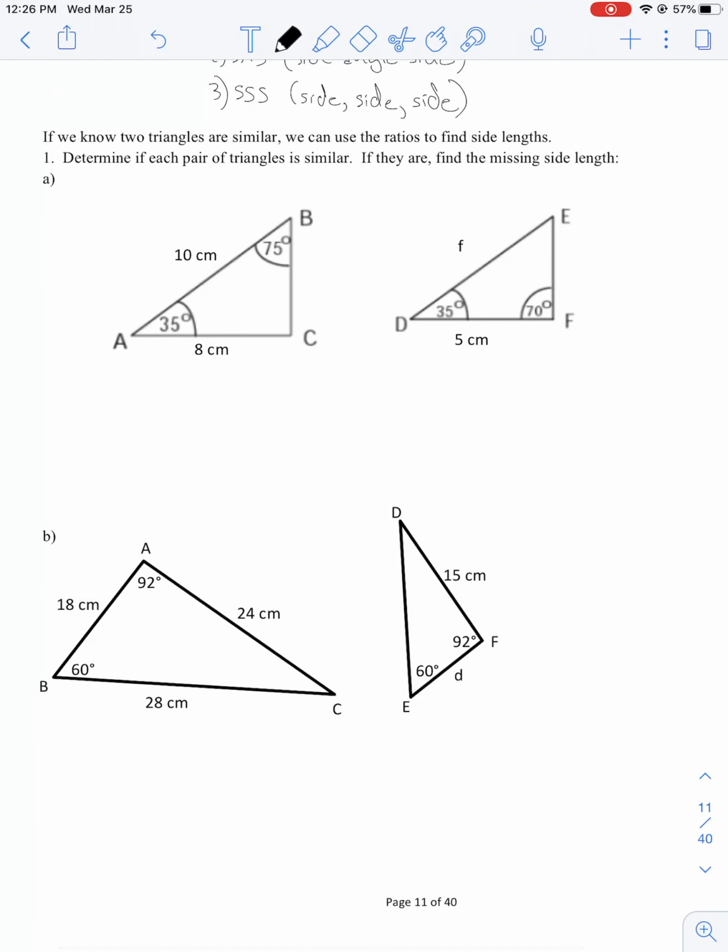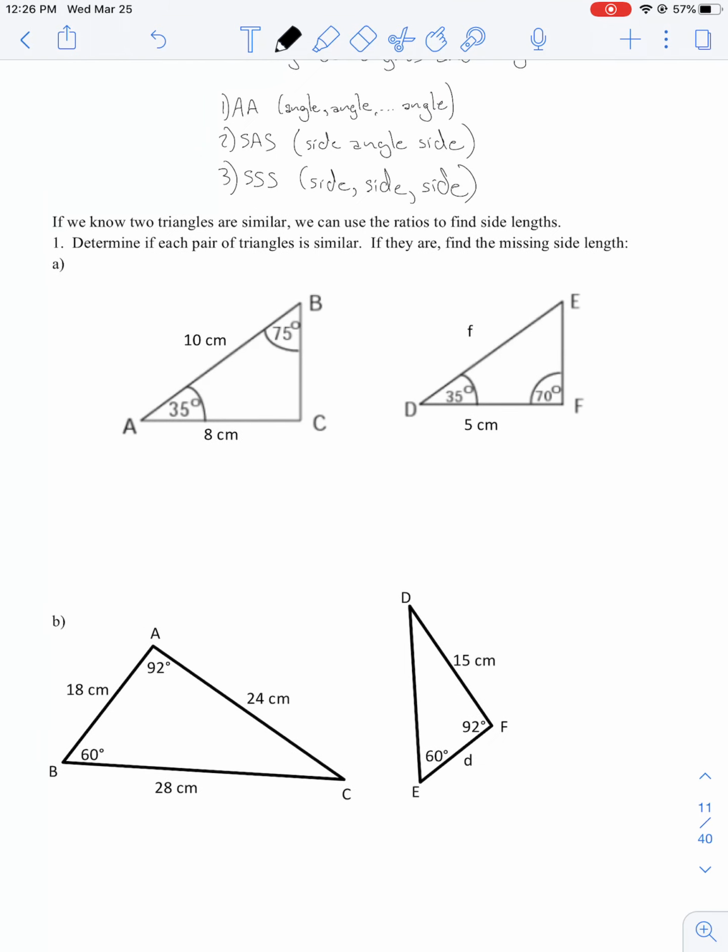So question number one: if we know two triangles are similar, we can use the ratios to find the side lengths. Determine if each pair of triangles is similar. If they are, find the missing side length. So this question actually wants us to find that they are similar. First we have to think about how we're going to prove these two triangles are similar, whether we want to use angle, angle, angle, side, or side, side, side.